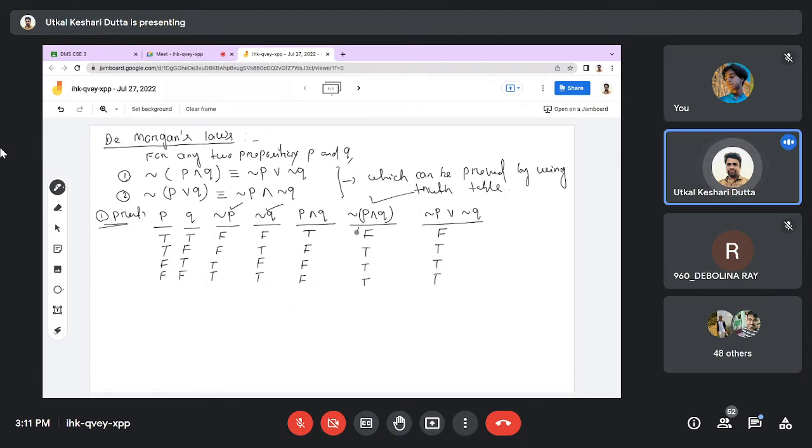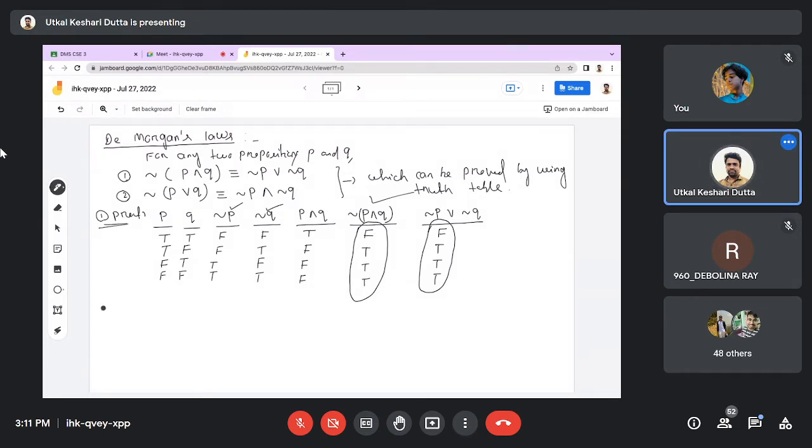That means, see here, this column. What does that mean? The two compound propositions, left-hand side and right-hand side, are equivalent. So this and this, just observe: false, true, true, true; false, true, true, true. That means these two columns for the compound propositions are identical. So you can directly write this is equivalent to this.